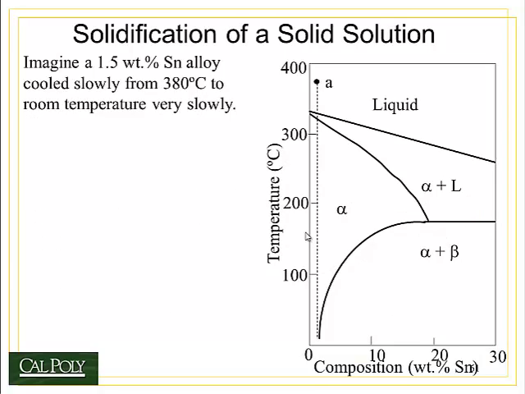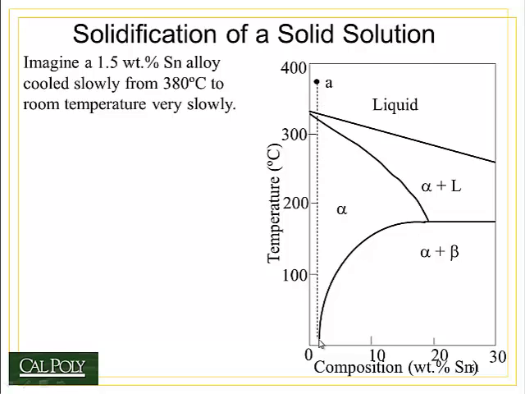for most applications. So let's begin with an example, and we're going to look at the solidification of a simple solid solution, which we talked about in the last part of these video lectures. So imagine a 1.5 weight percent tin alloy. So what I've done is I've taken the left side of the phase diagram and blown it up so that you can see where 1.5 weight percent tin is. That's the dashed line. And we're going to assume we start at around 380 degrees Celsius here at point A.